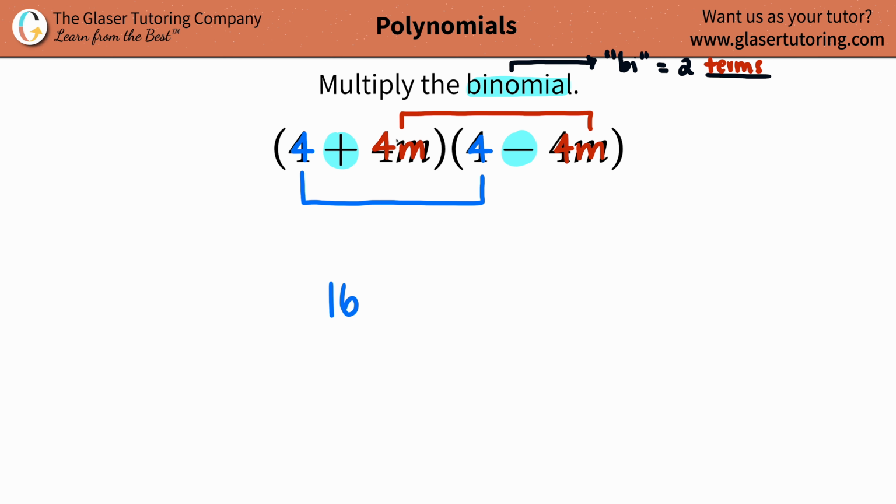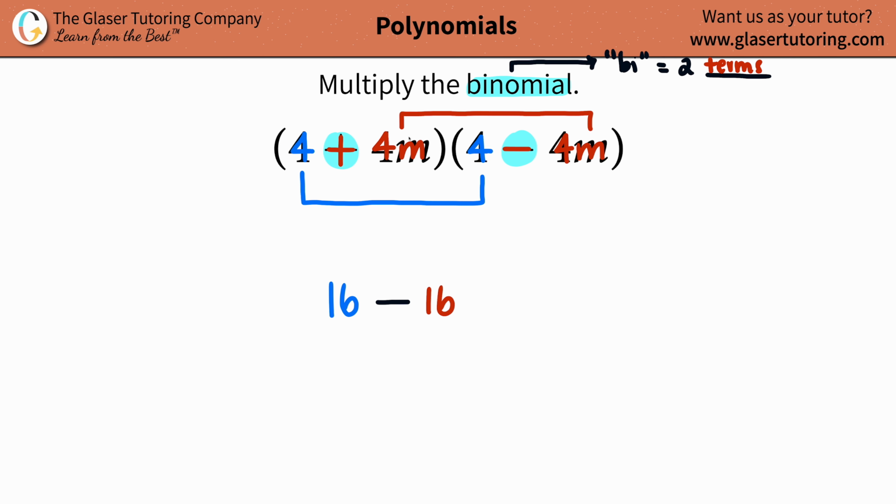Now, let's work with the 4m times the 4m. Keep in mind that one of them is positive and one of them is negative. So if I'm multiplying a positive 4m with a negative 4m, I know that that term must be negative, because a positive times a negative is a negative. But now let's just get the number. 4 times 4 is 16.